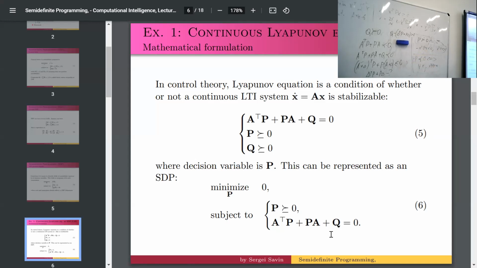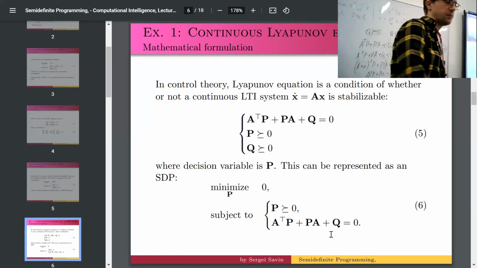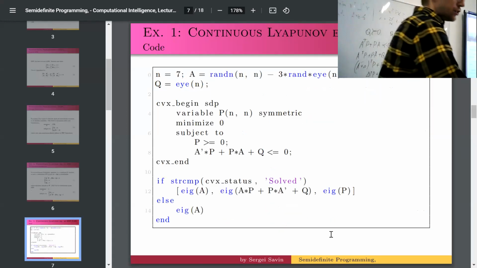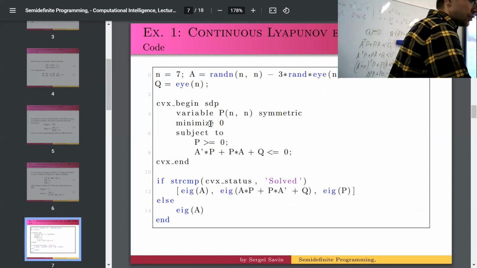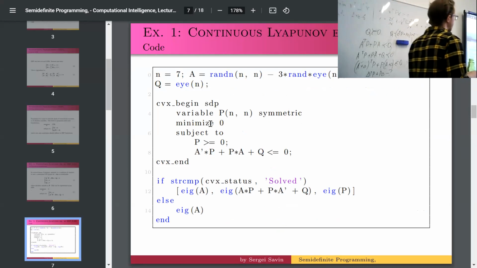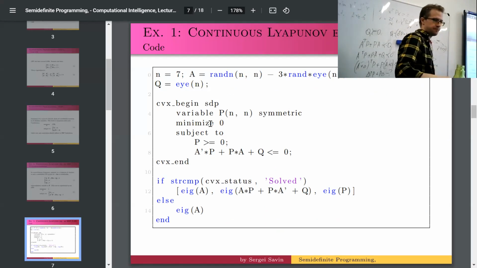Now you see program 6. That is how you write this thing as an SDP. Let's look at the code. So here's the code. Let me move the screen a little bit. Take a minute to look at it and give me your opinions. Notice it is a CVX code.